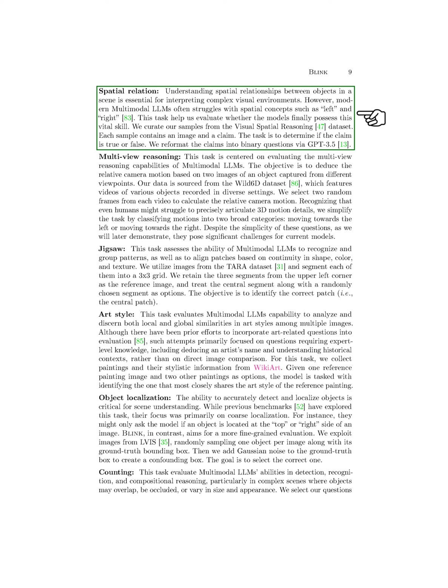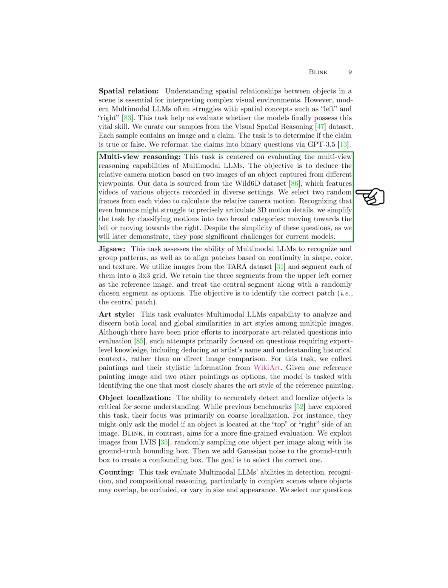The Spatial Relation task focuses on understanding spatial relationships between objects in a scene, which is crucial for interpreting visual environments. Samples for this task are curated from the Visual Spatial Reasoning dataset. The Multi-View Reasoning task evaluates the model's ability to deduce relative camera motion based on images of an object from different viewpoints, using data from the Wild 6D dataset.